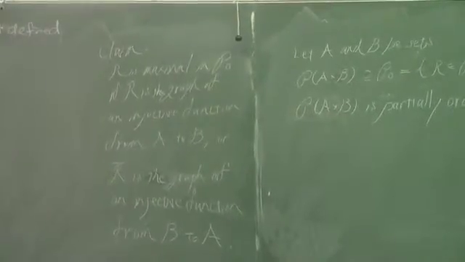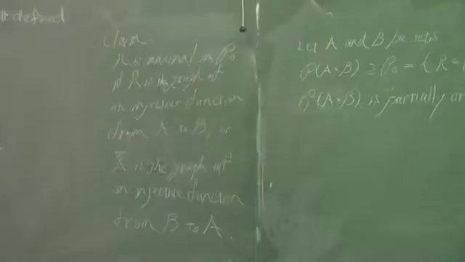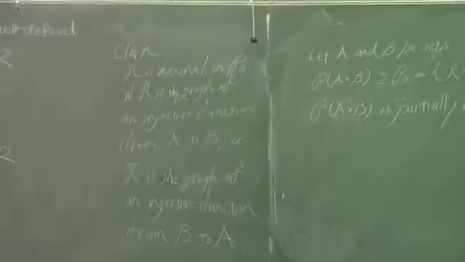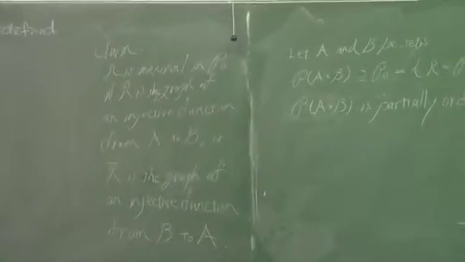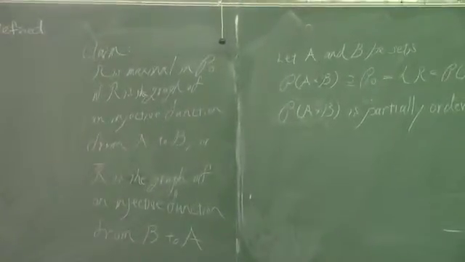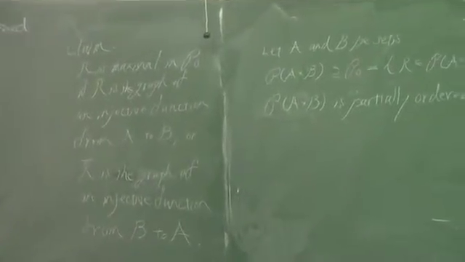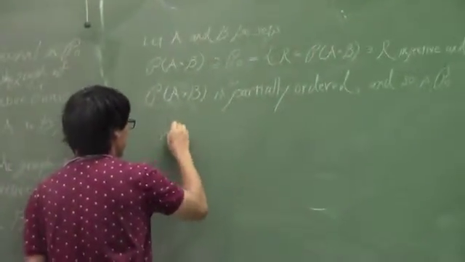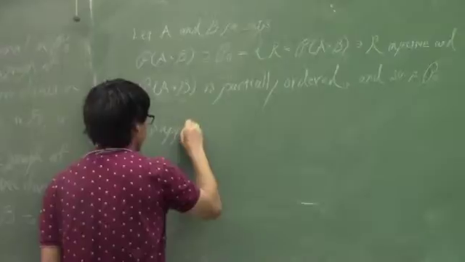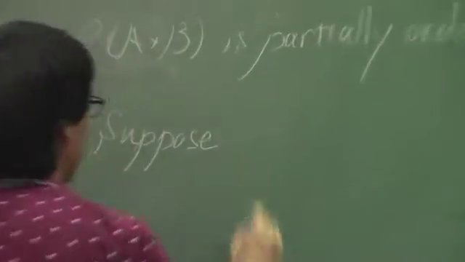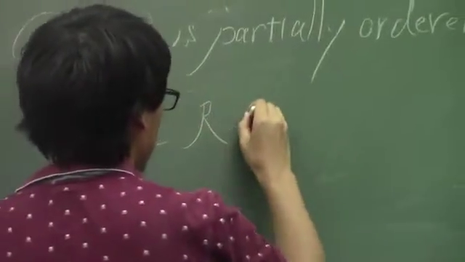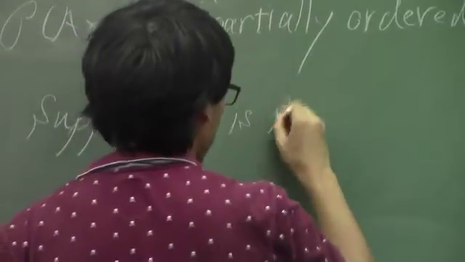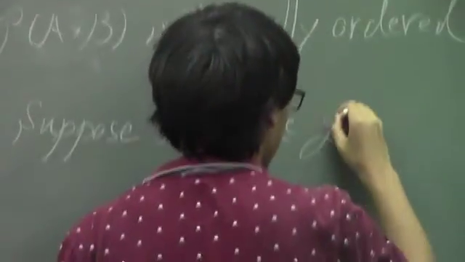First, let me show that. No, just commentary. So let's do one of the easier things. Okay. Suppose, so we have three cases to deal with. Suppose R is the graph of an injective function from A to B.